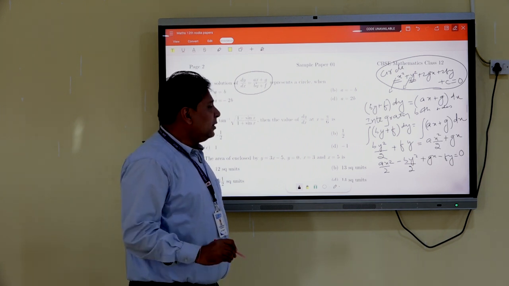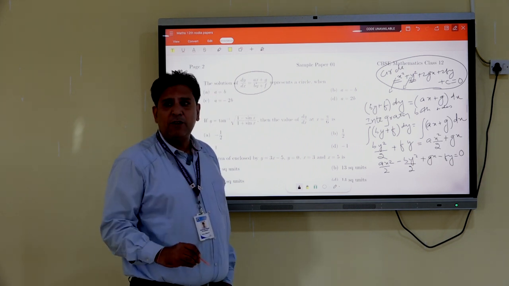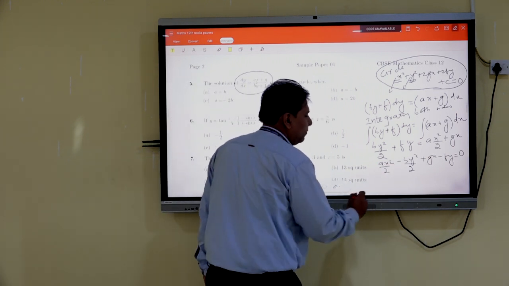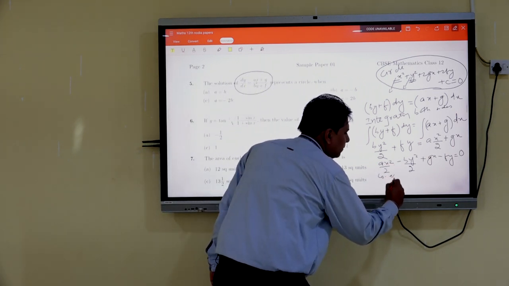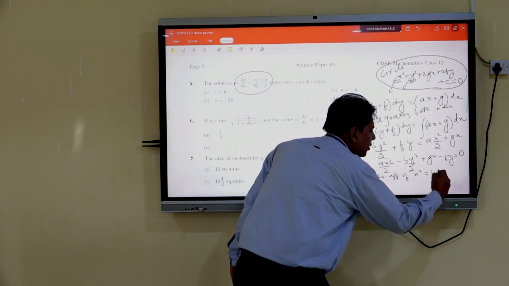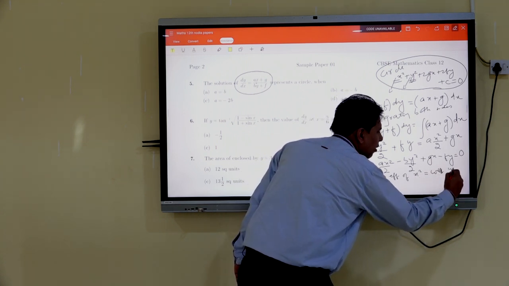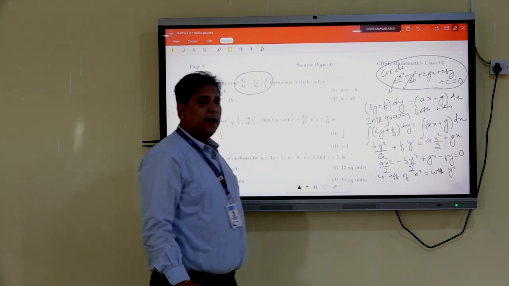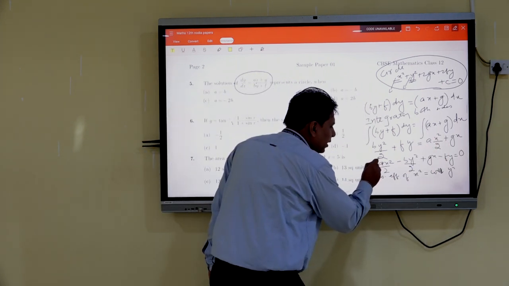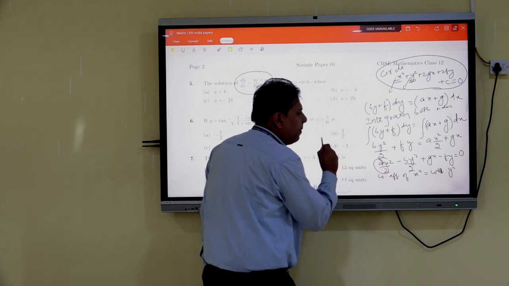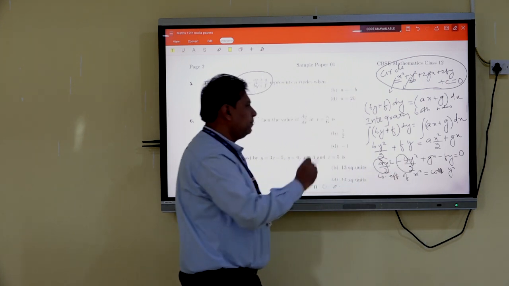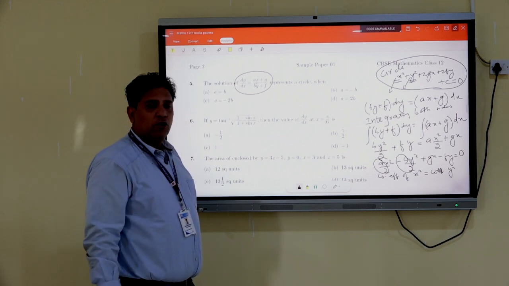Now what I told, the coefficient of x square and y square should be same. Coefficient of x square should be equal to coefficient of y square. What is the reason? It is the equation of the circle. So what is the coefficient of x square here? The coefficient of x square is a by 2 and the coefficient of y square is minus b by 2. Yes or no? So both should be equal.